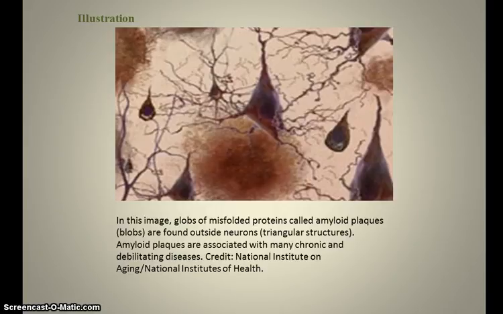In this image, globs of misfolded proteins called amyloid plaques, or blobs, are found outside neurons, the triangular structures. Amyloid plaques are associated with many chronic and debilitating diseases.